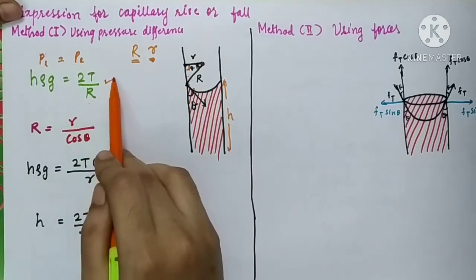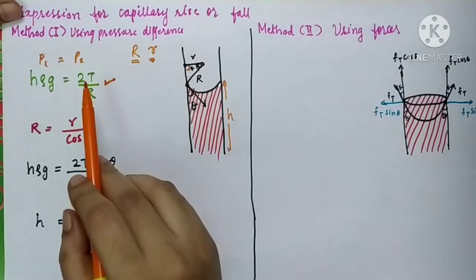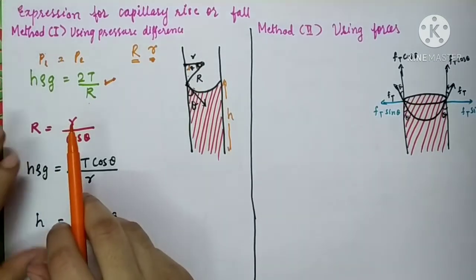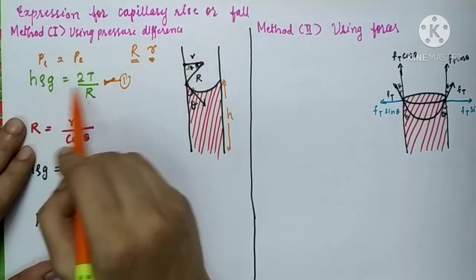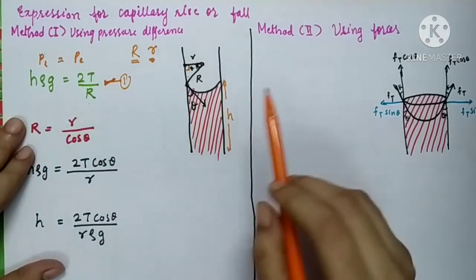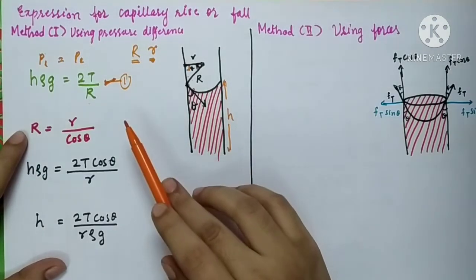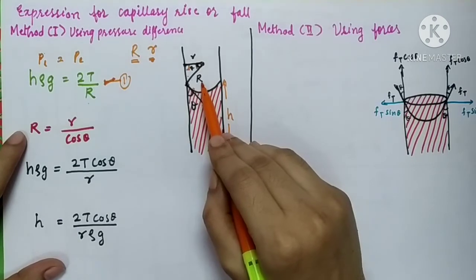You all know that this is also the formula of excess pressure. We had derived this expression in the last to last lecture. Similarly, keeping this as equation number 1, these two pressures will be exactly equal. So keeping this as equation number 1, we can find the formula for the radius of the liquid meniscus.